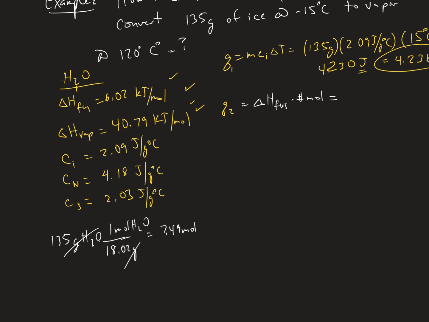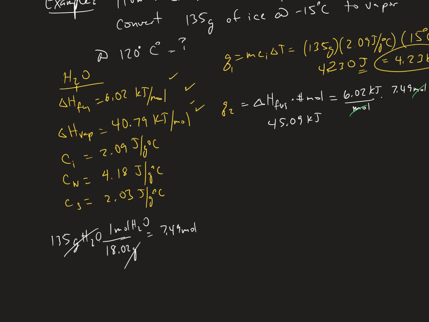Don't just plug in 135 grams. If you're always using your units, you'll catch yourself. So heat of fusion is 6.02 kilojoules per mole. Multiply 7.49 moles, and we can see our moles go away. And we will get 45.09 kilojoules. So basically you're saying just convert everything to kilojoules and everything to moles?